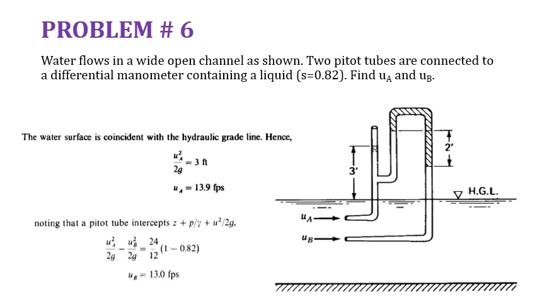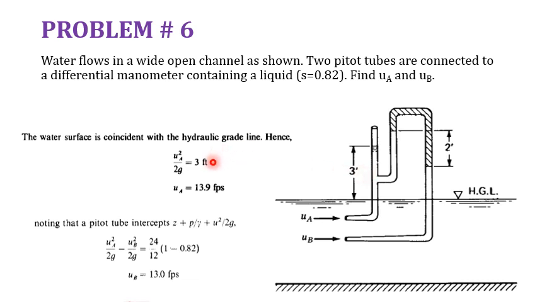So we know that for open channel, the water surface is coincident with the hydraulic grade line. So water surface, basically it is representing the hydraulic grade line, and we know the pitot tube, the rise of liquid in pitot tube, this is total energy head, and if we draw a line passing through this pitot tube, it represents energy line, and the difference of energy line and hydraulic grade line is velocity head. So this 3 feet, basically it represents a velocity head, UA square over 2G.